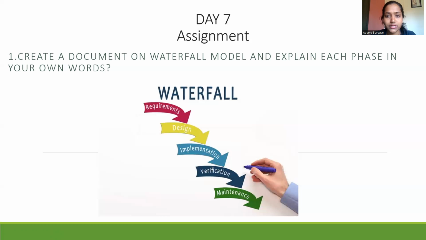The second disadvantage is the high amount of risk and uncertainty here. The third is that it is not a good model for complex projects and even object oriented projects. Here you cannot backtrack to the previous phase. If you're working in the implementation phase and you want to make some changes in the design, backtracking from implementation to the design phase is not possible in this model. So let us go to the second question.